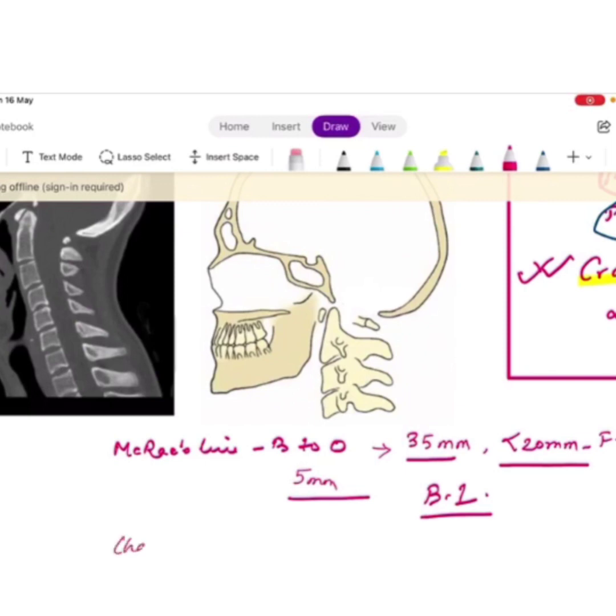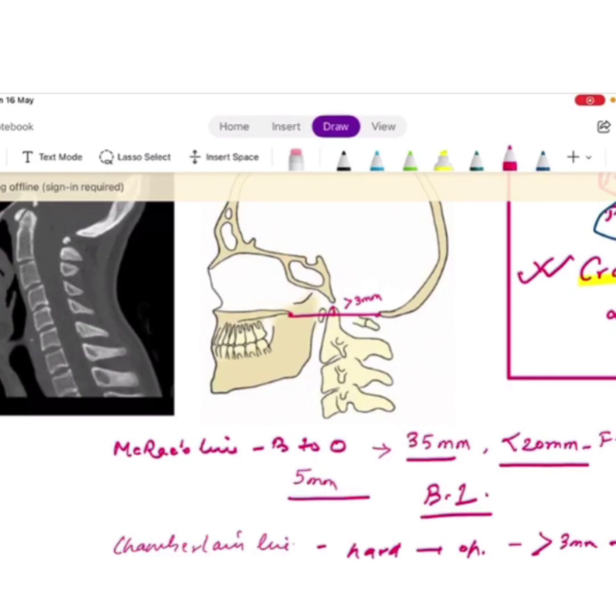Okay, Chamberlain line. What's Chamberlain line? It's the line from the posterior pole of the hard palate to the opisthion. This is the Chamberlain line. What's the significance? The significance is if the tip of the dens is more than 3 mm above this line, then this points toward basilar invagination. So Chamberlain line is the posterior part of the hard palate to the opisthion. If the tip of the dens is more than 3 mm above this line, this points towards basilar invagination.